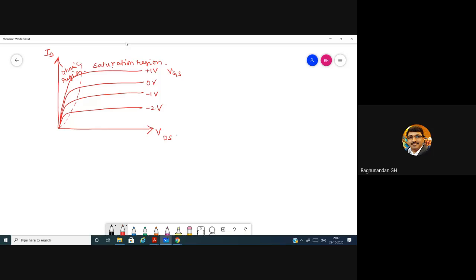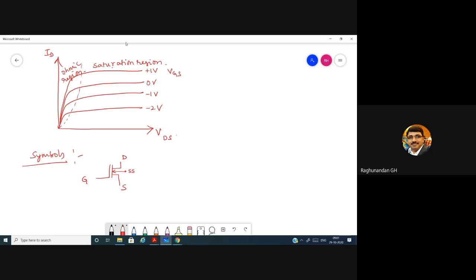So coming to the symbols, I told you symbols have their own meaning in our electronics. So we have it like this. This is the drain, source, gate. This is the substrate connection.